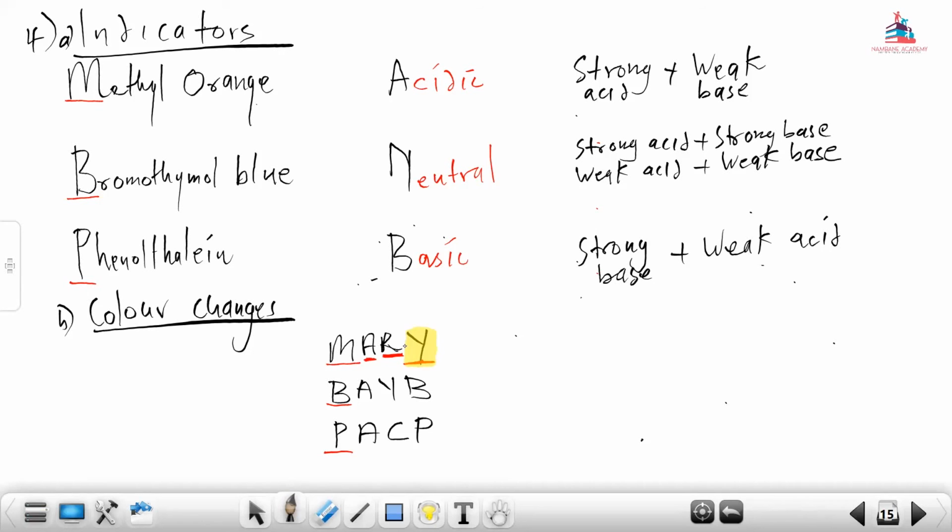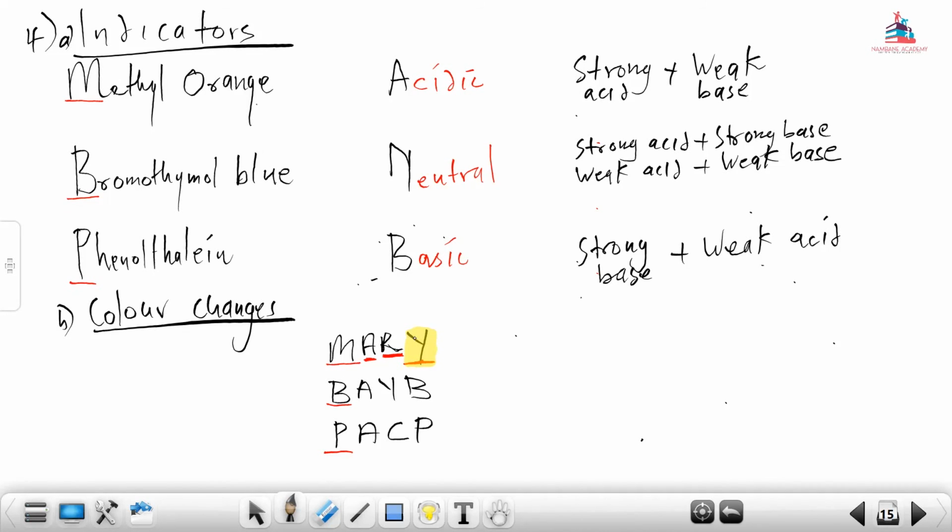So R for Mary. The M is for MVP. If I am using methyl orange in an acid, it will change the color to red. If I am using methyl orange now in a base, it will change color to yellow.